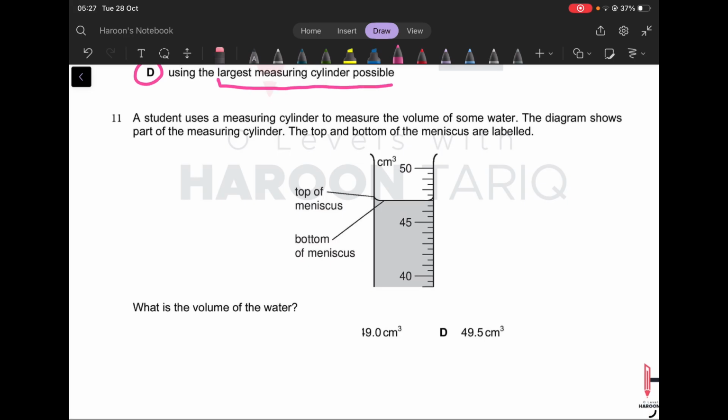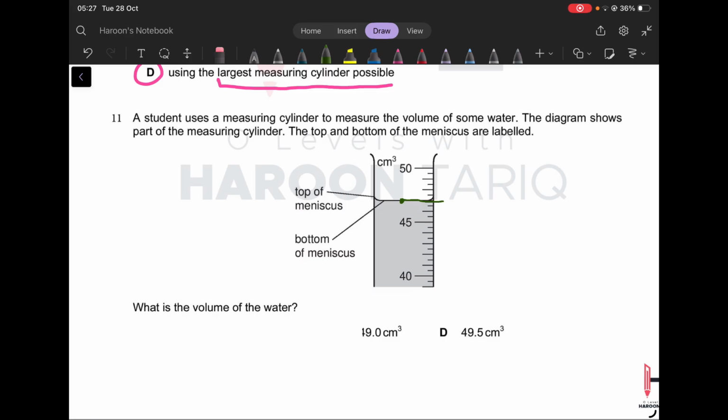Next, a student uses a measuring cylinder to measure the volume of the water. The diagram shows the part of the measuring cylinder. The top and bottom of the meniscus are labeled. What is the volume of the water? We always take the reading at the bottom of the meniscus. So basically, I need my reading at this particular point. So this should be my reading.